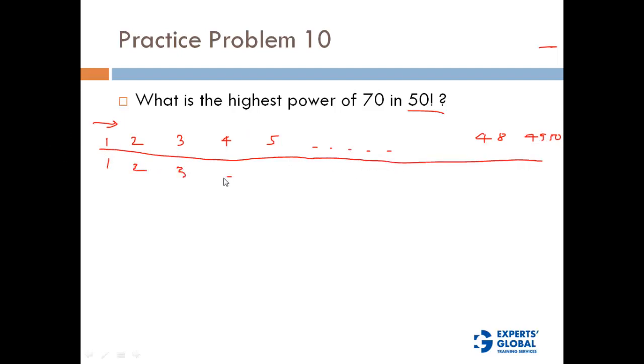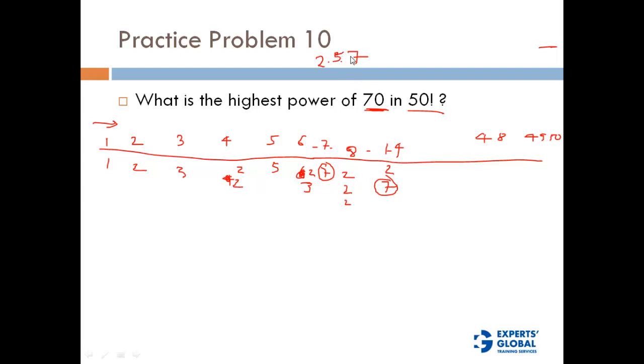1, 2, 3, 4, 5, 6, 7. Sorry, this is not 4, this is 2, 2. This is 2, 3. This is 7. This is 2, 2, 2, like that. So when we come to 14, we get 2, 7. Correct? I'm actually interested in 7 because 7 is a factor of 70. So 70 is basically 7 into 2 into 5.